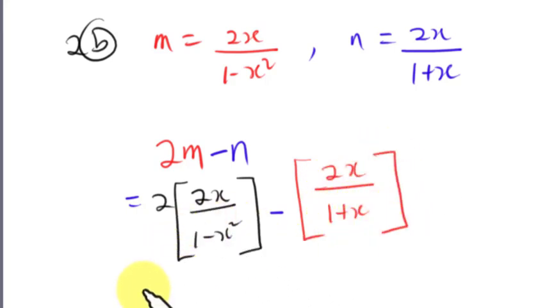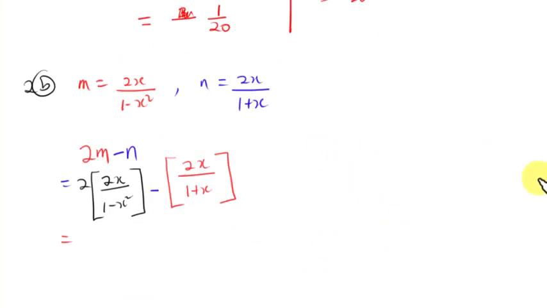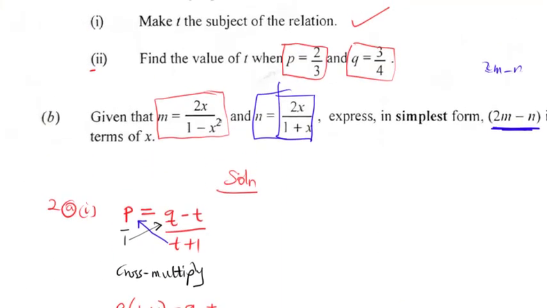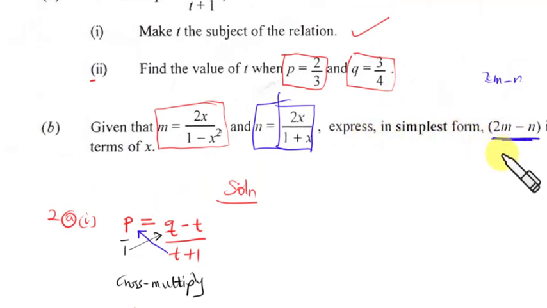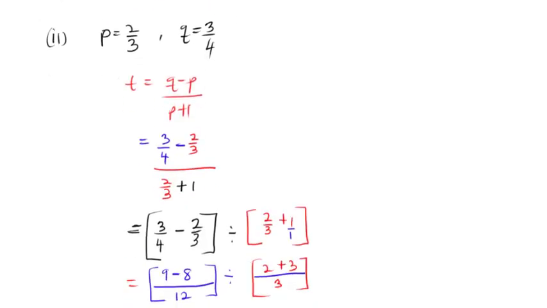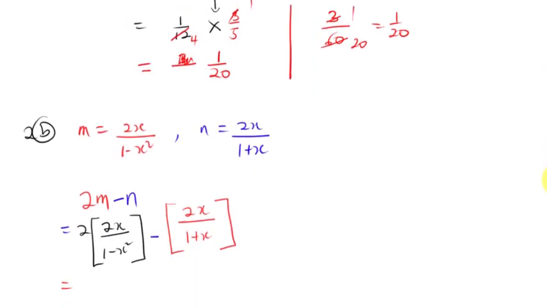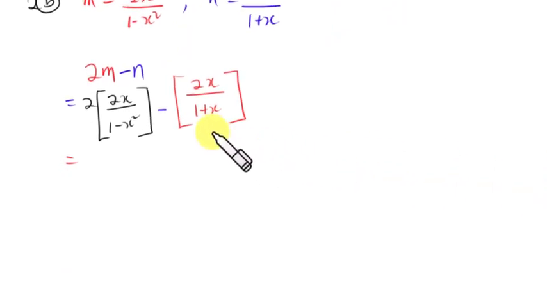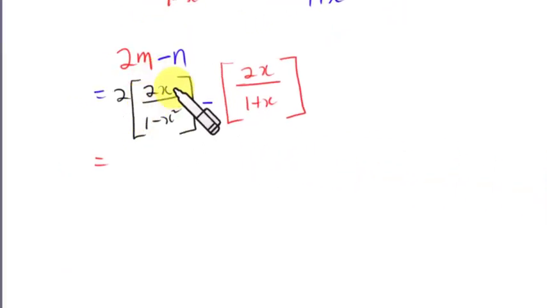So you can see, there you go. So this expression 2m minus n, now we have no m here, we have no n here. The whole expression is now in x, because from the question itself it says that we have to express this, but in terms of x. It has to be made of only x, not m and n, but it must be in its simplest form. So that means that we are going to factorize things, we are going to simplify things, we are going to cancel out some factors. So first things first, let's look at this here.